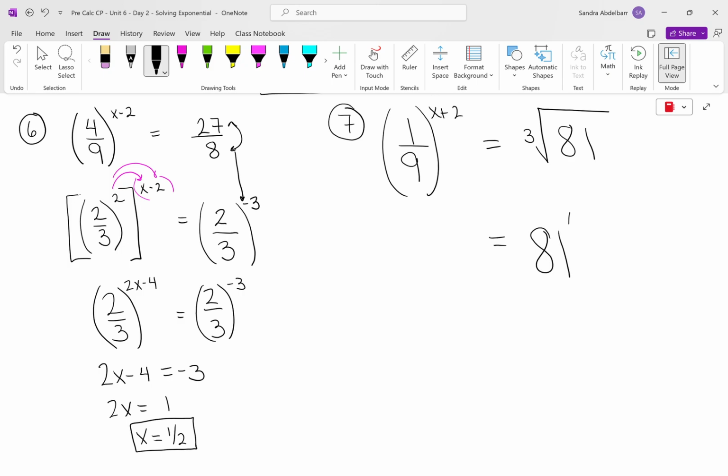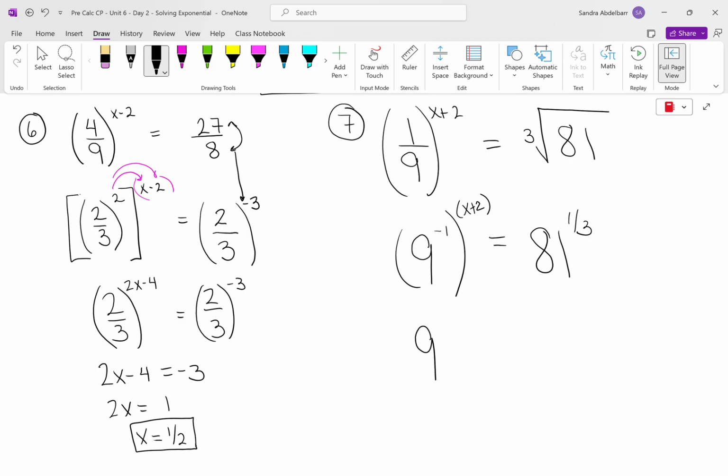Okay, how do I write the cubed root of 81 as an exponent? 81 to 1/3. Excellent, 81 to the 1/3. What do you think I'm going to do with that 1/9? Switch it. Good, I'm going to make it 9 raised to the what? Negative first.